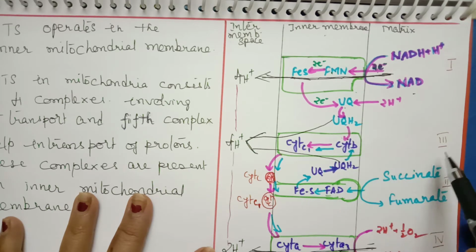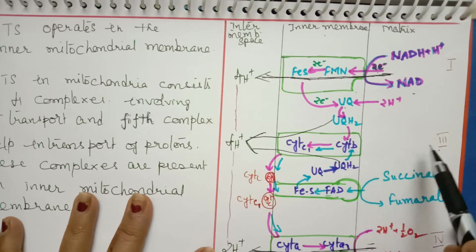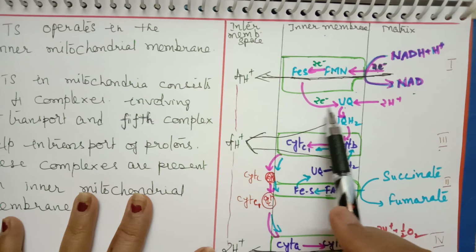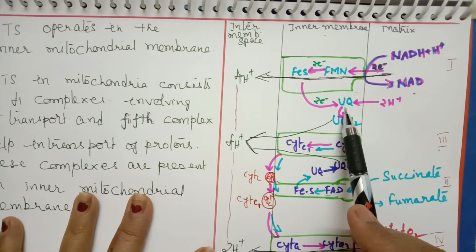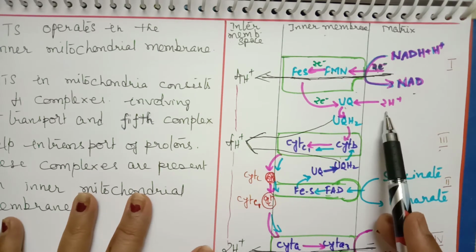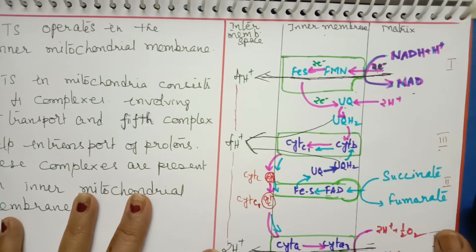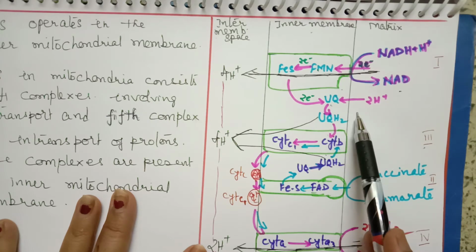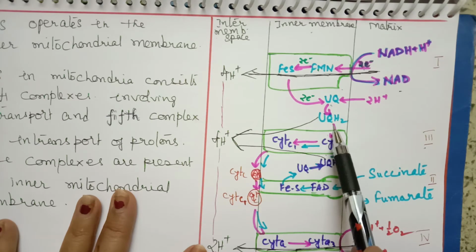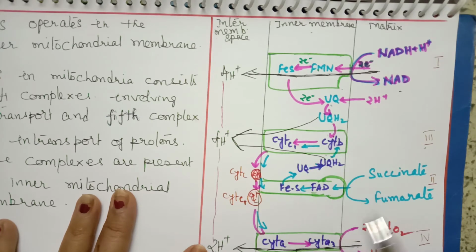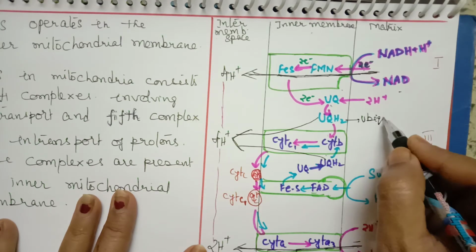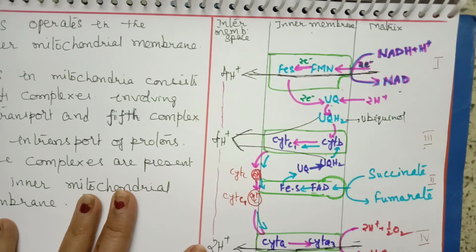This is the complex 3. So this connects complex 1 and complex 3. So electrons from FeS, they are accepted by ubiquinone. Ubiquinone also takes up 2 protons from matrix, and then it gets completely reduced. This reduced form is called ubiquinol.